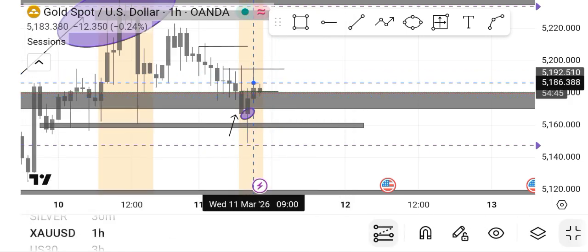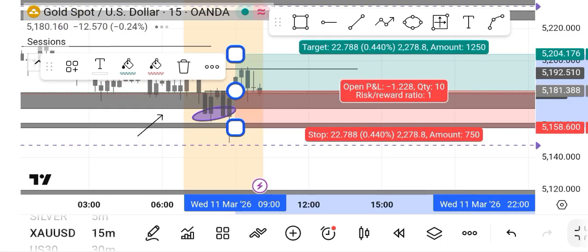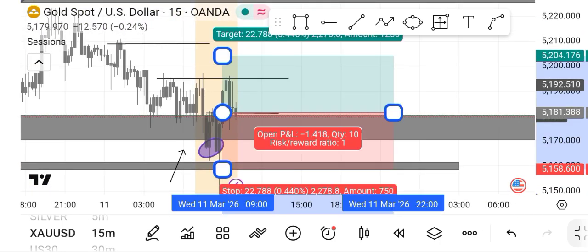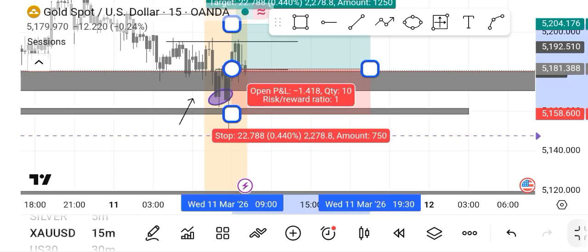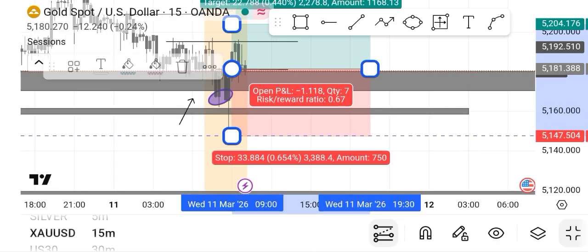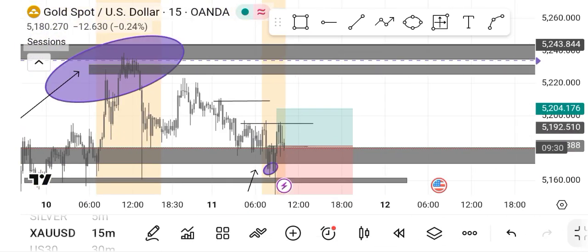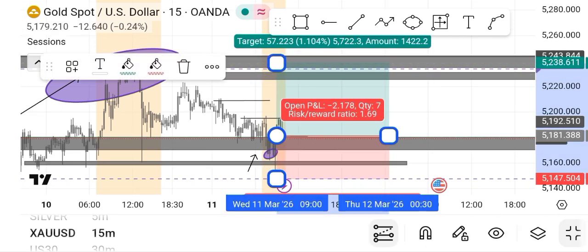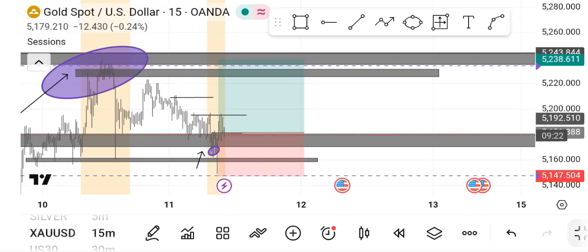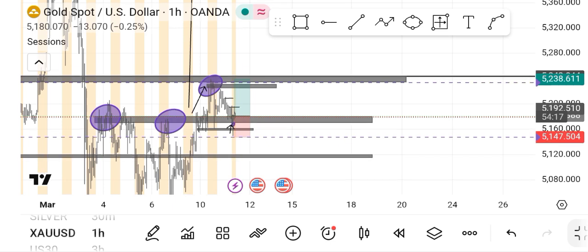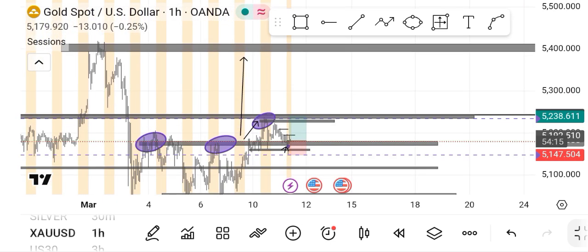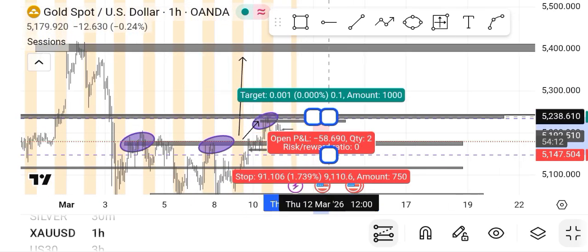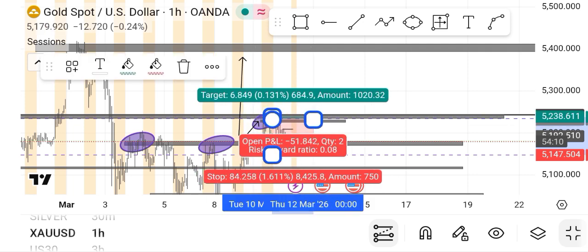Long position above here. So we scale down to 15 minutes. Yeah, this my trades look like. Stop loss below this, and then my first target or sub TP is this high first. So that alone is 1:1.69. But remember, we are trading the higher time frame, so we could take this next.